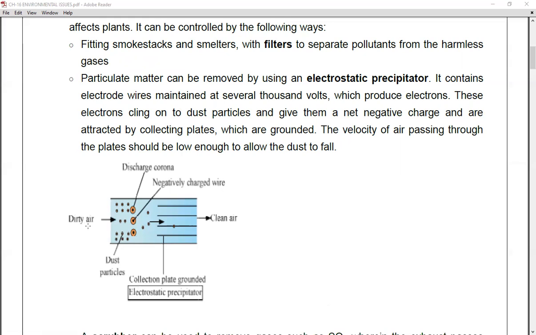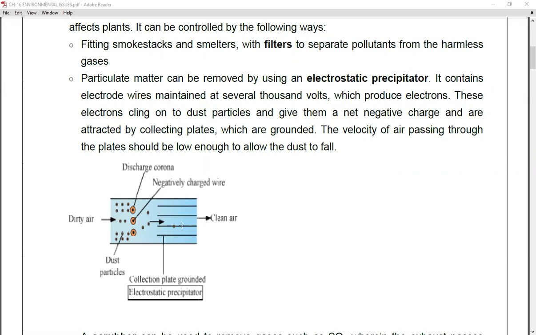So what happens when the dirty air is passed through this chamber? The dust particles bind or stick to this particular wire, and for this reason the charge of those dust particles changes, and due to this they are attracted by this collecting plate. While passing this air further, all the dirty or dust particles are attracted by the collecting plates, and this way the air is being filtered.